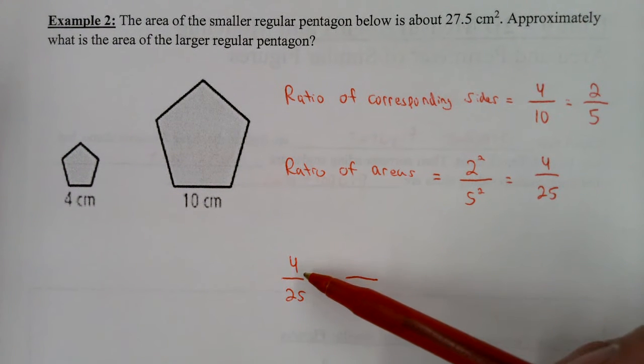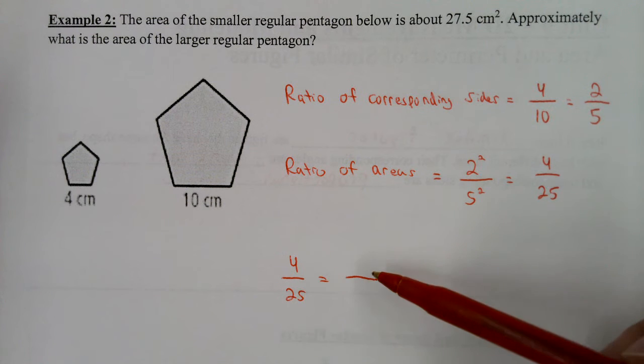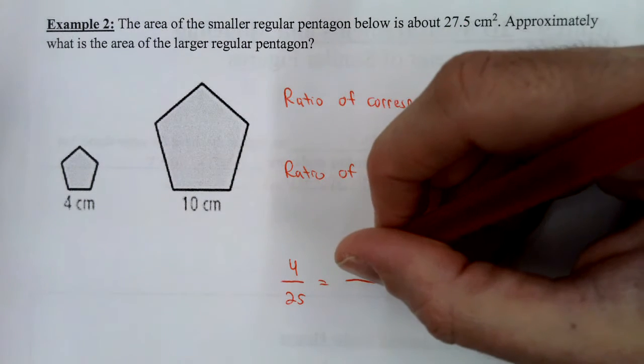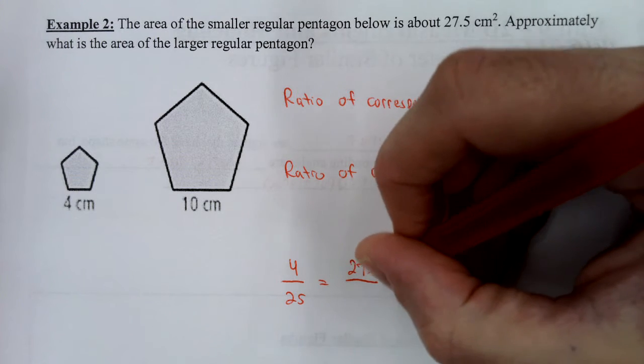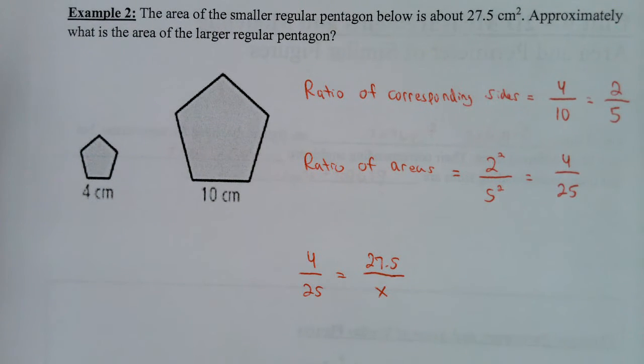Since my first numerator is the smaller pentagon, I'll put the area of the smaller pentagon up top, which is 27.5 in the directions, over x. So both of my numerators correspond to the smaller pentagon, and both of my denominators correspond to the bigger pentagon. And now we're going to solve that proportion for x, and that will be the answer to the problem.